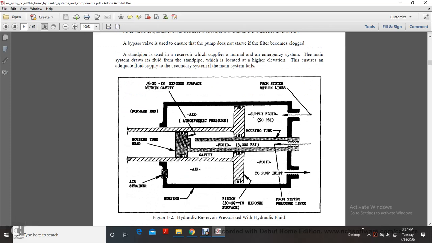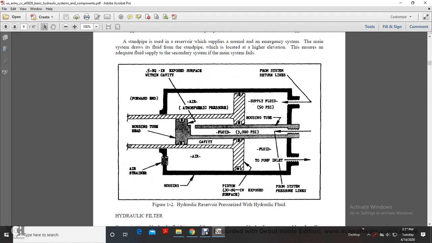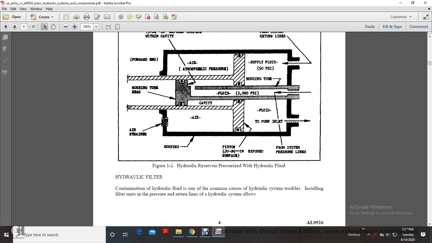So here's your hydraulic reservoir pressurized with hydraulic fluid. It shows the housing, the end of the tube, your fluid cavity, atmospheric air, strainer, forward end, fluid to pump inlet, fluid supply, housing, and the piston with 30 square inches of surface. Figure 1-2 shows your hydraulic reservoir pressurized with hydraulic fluid.